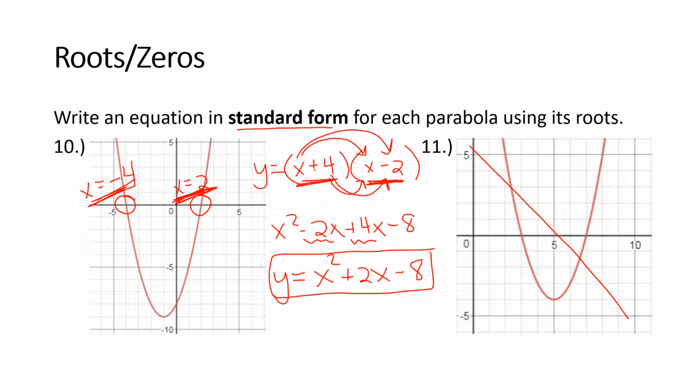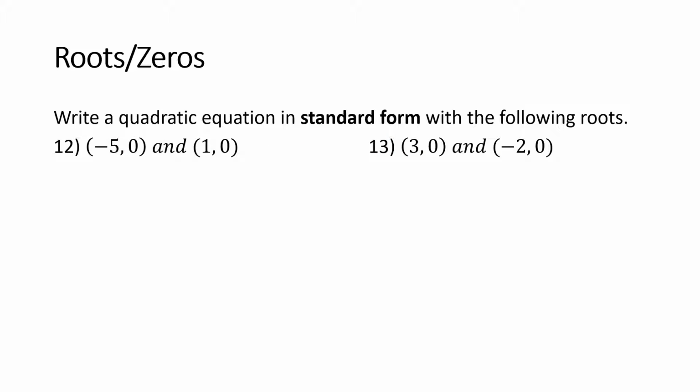Again, for the sake of time, we're going to skip example number 11 for now. Number 12, this one's very similar to what we just did with the graph. Instead of having a graph to look at, it's just telling you where the roots are, and you're going to set up the equation from there. So here it tells me that I have a point at negative 5, 0. That's on the x-axis at negative 5, so I'm going to write that as x equals negative 5. Now, if x equals negative 5, the factor would be x plus 5.